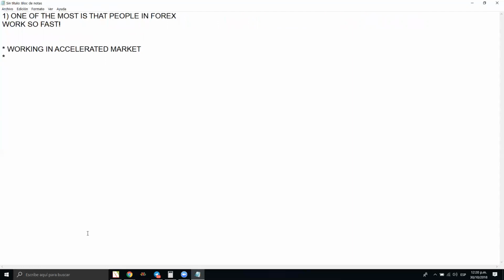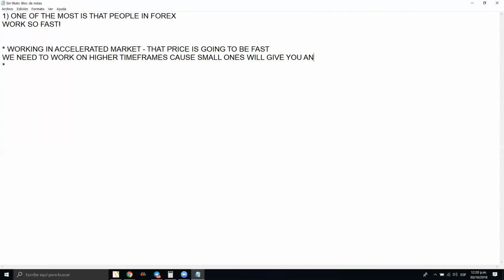Let's see some differences. This means that price is going to be fast. So for that reason, we need to work on higher time frames, because small ones will give you nothing, or just market noise.